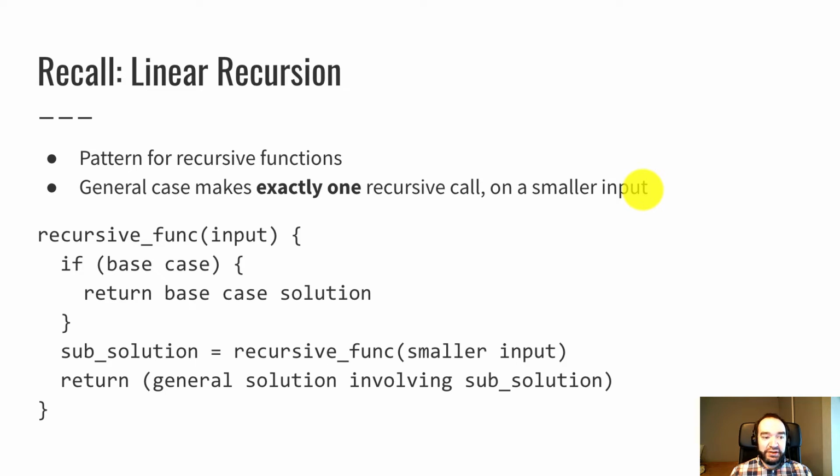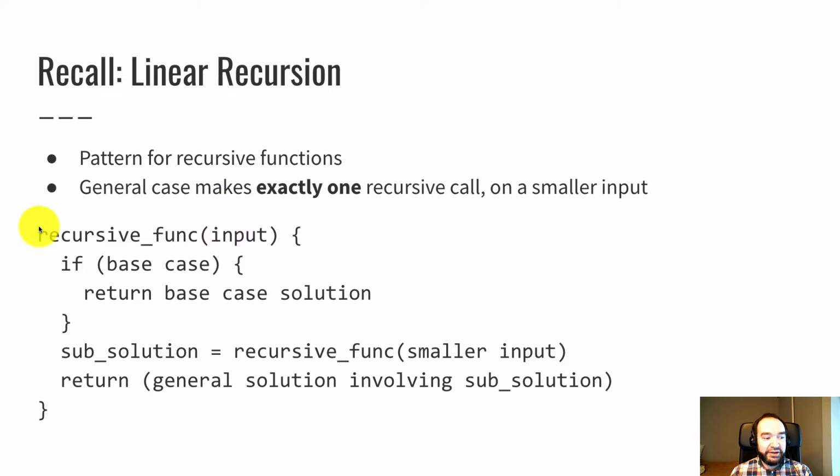In the general case, a linear recursive function on a singly linked list calls itself on the remainder of the list, so all of the nodes after the first one. That makes effectively the node chain one smaller. So this here is some very abstract pseudocode that gets the idea across.